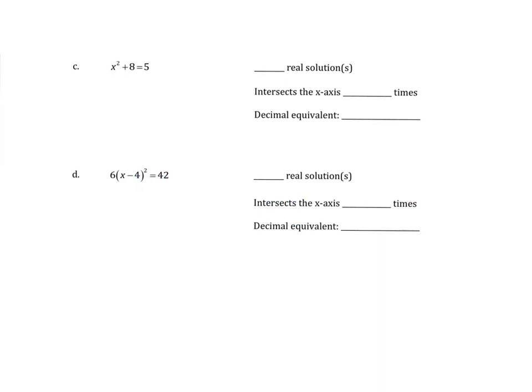Okay, example C asks us to solve x squared plus 8 equals 5. And so, again, our goal is to isolate x, so I'm going to subtract 8 from both sides, and I get x squared equals negative 3. Okay, to isolate x, I'm going to take the square root, and at this point we should pause because I have plus or minus the square root of a negative number. Okay, that's a problem. We cannot take the square root of a negative number. That's actually an imaginary solution.